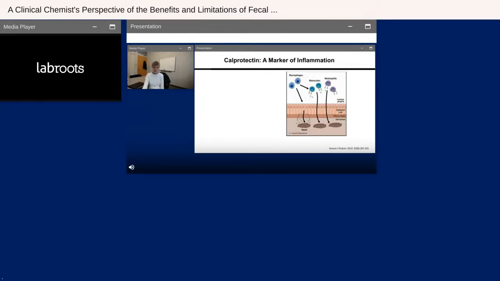So first, let's start off with talking about what is calprotectin. Calprotectin is a protein present in leukocytes, and it's a highly sensitive marker of inflammation. When the leukocytes are activated, they release the calprotectin into the surrounding area. Calprotectin binds to divalent metal ions, calcium and magnesium, and it's thought to sequester these metal ions from bacteria. So we know that the leukocytes are activated during this process. When we're measuring calprotectin in stool, it's a highly sensitive marker for intestinal inflammation.